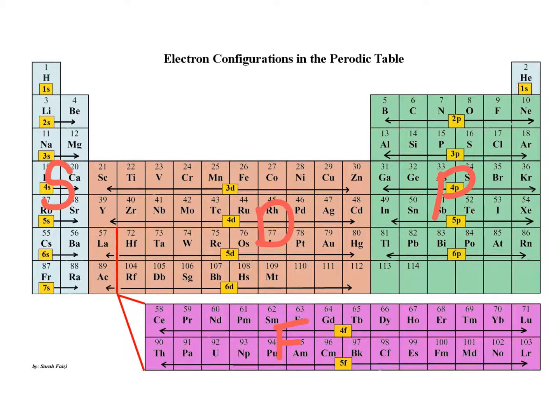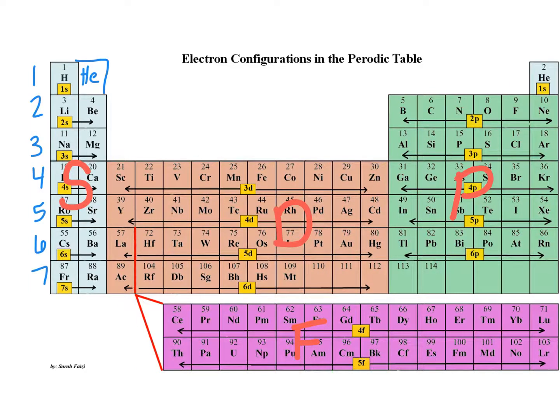Notice that helium is a little strange. Helium is normally listed here on the periodic table because it does act like these other elements. However, for electron configuration, all of helium's electrons are in the S block, so it makes more sense to put helium right here. So we're going to pretend like helium is there. I've drawn in helium here, and I've also labeled our row numbers. That's going to be helpful to us as we write these.